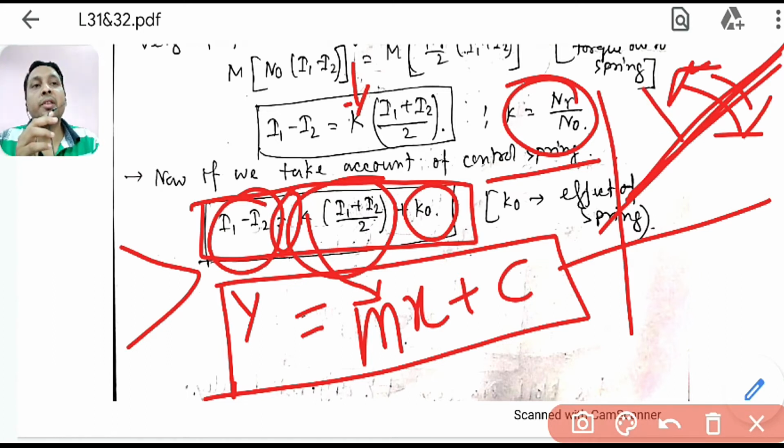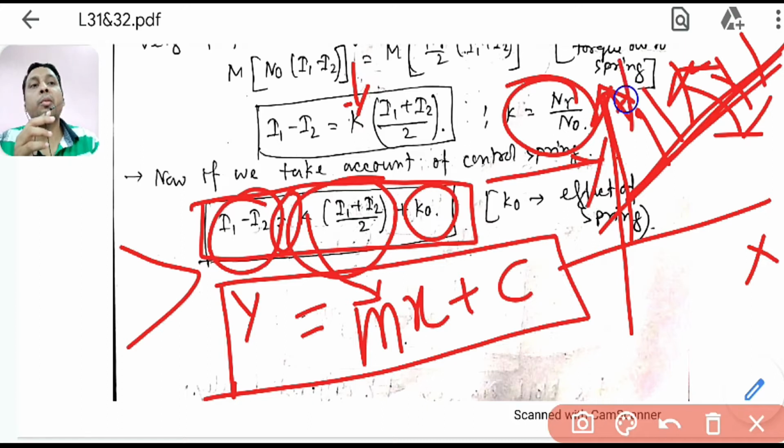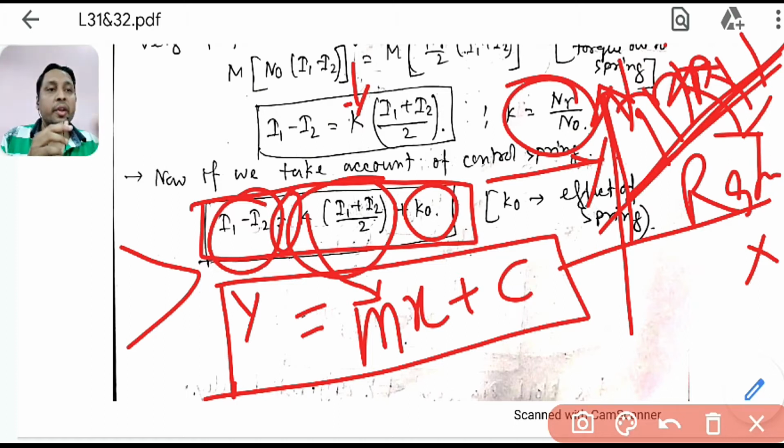Greater than means, if this is my y and this is my x, the spill current is on this axis. So if it is greater than, this side will be your trip zone, where y is greater than x, and this side will be your restraint zone. So you can see this drawing here.